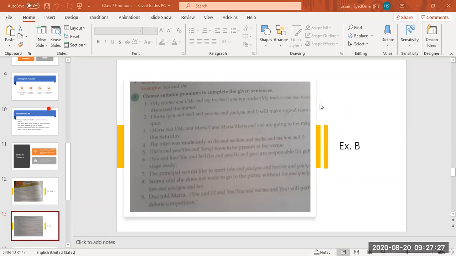Okay? So both him and me are objective pronouns and you are putting them at the end of a sentence, so you are going to use the objective pronouns, which are used as objects. Subjective pronouns are used as a subject. Objective pronouns are used as an object at the end of a sentence. Okay? So the right option is him and me.